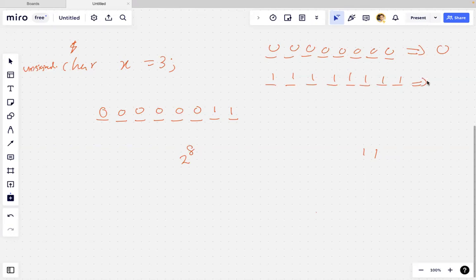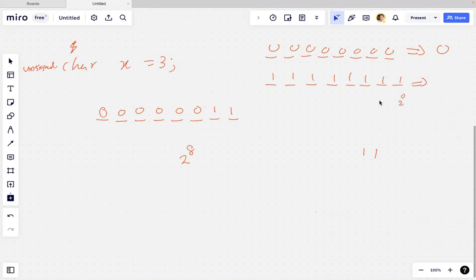If all are 1, what would be the decimal value? There are 8 bits available. All 8 bits are 1. What is the decimal value? I think you guys... 255. Yeah, it is 255. If you don't know how to convert, you can use this.